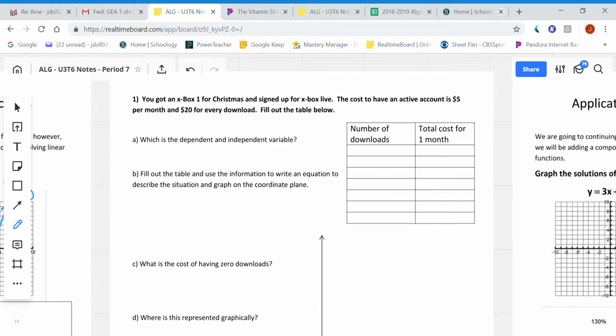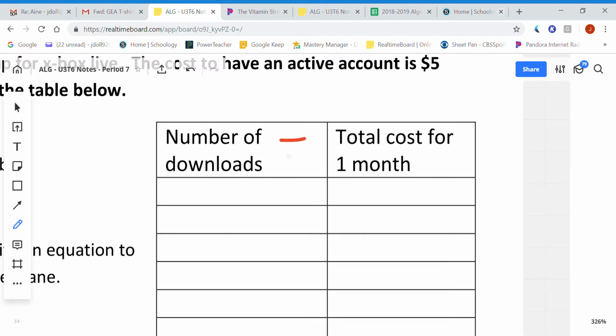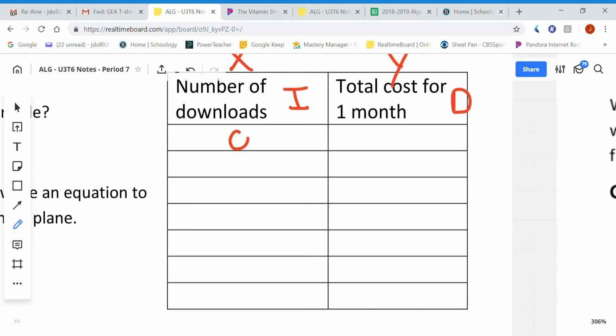All right, so let's get down with this. We probably already started this in class, but I was just going to start from scratch because every class got a little bit different. With our Xbox One and our Xbox Live account, we probably identified that our number of downloads is independent and our total cost is dependent, making downloads X and total cost Y. Now, we talked about in every class that the least number of downloads is 0, and we cannot have a decimal amount of downloads, so we would count up from 0 using the natural numbers there.